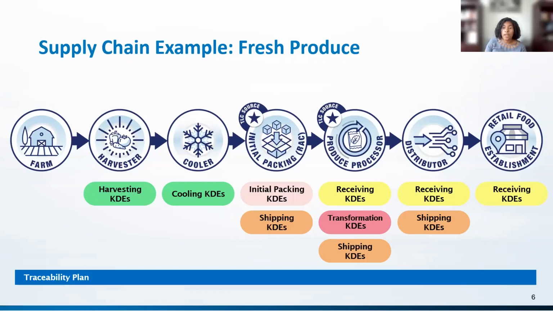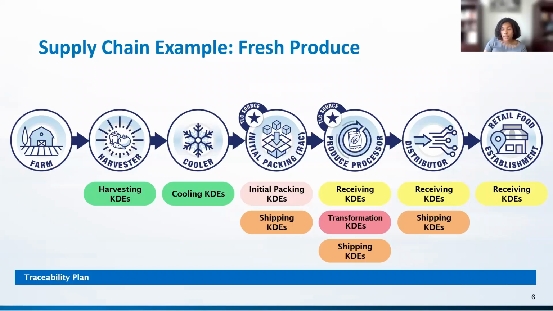So for example, the initial packer of a fresh lettuce would be required to keep pieces of information that pertain to that initial packing event. And since that same entity also most likely would ship that food to the next point in the supply chain, that entity would then need to keep the KDEs that are required under the shipping CTE as well.